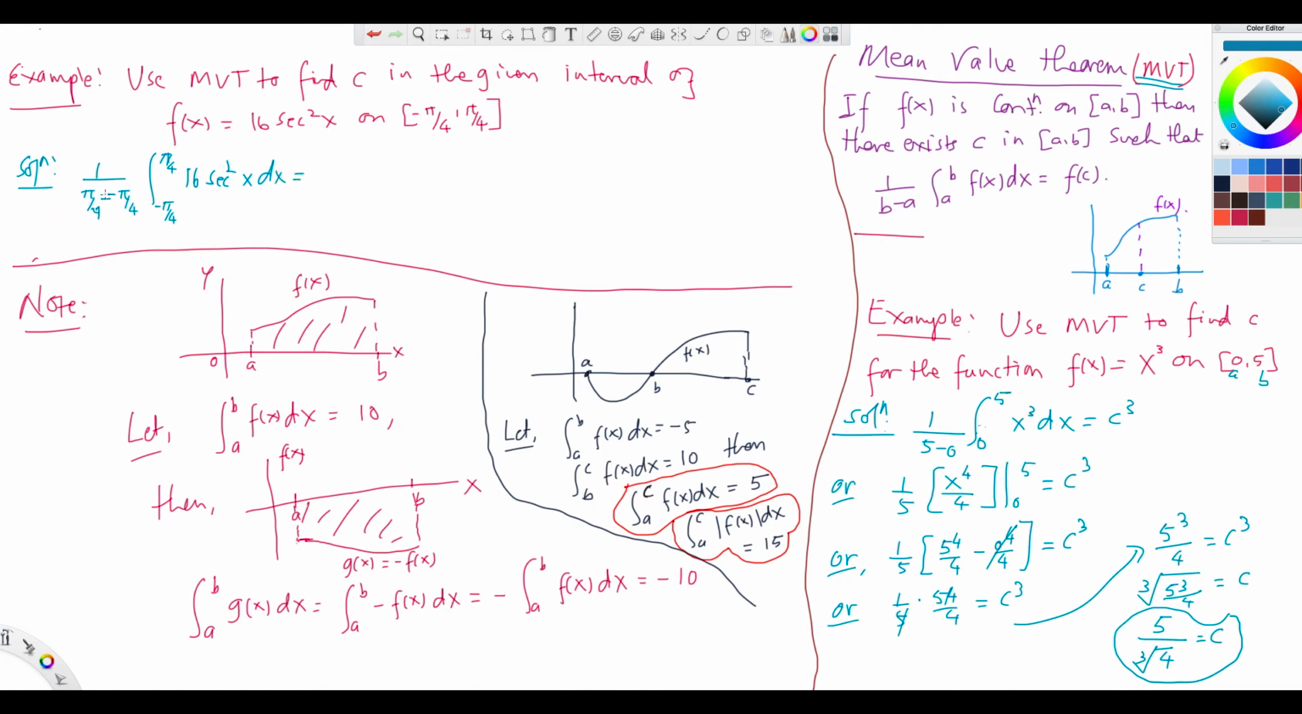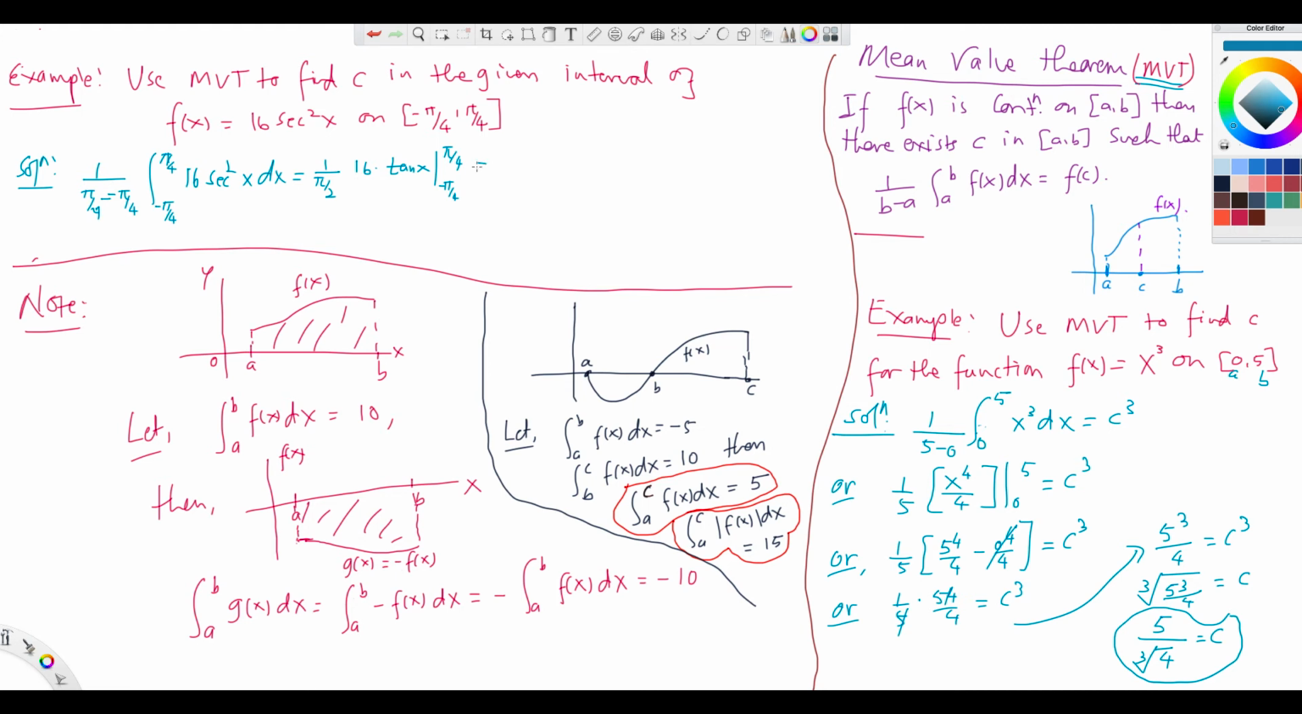What do you get? pi over 4 plus pi over 4, because there is a double negative. So that is pi over 2. So 1 over pi over 2. And then I want to integrate this. I will pull this 16 out. What is the integral of secant squared x? That is tangent x, and then from negative pi over 4 through pi over 4. So this is the integral, right?